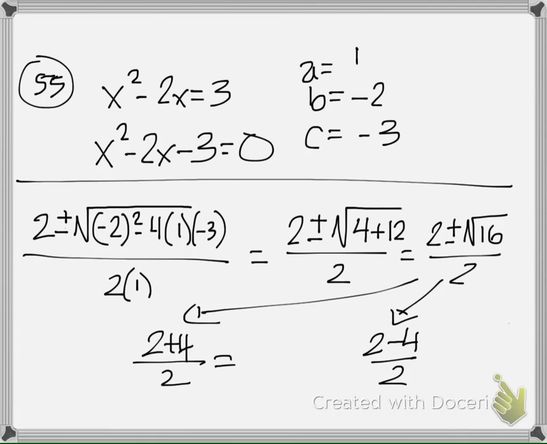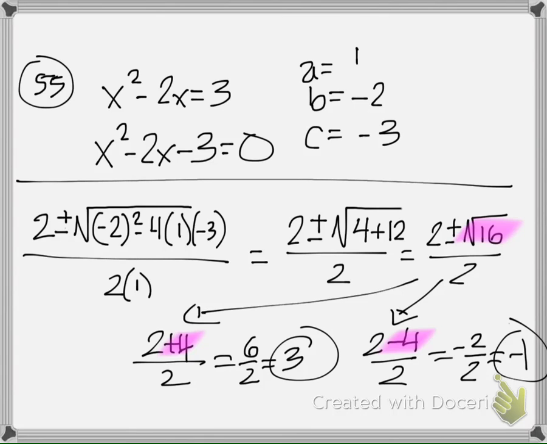And the reason we know it's 4 is the square root of 16 can be positive 4 and it can be negative 4. So that gives us 6 over 2. 3 is an answer. And that gives us negative 2 over 2. So negative 1. So these are our two answers. X is equal to 3 and x is equal to negative 1.